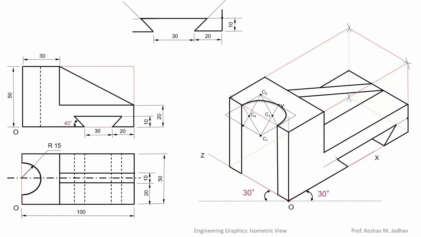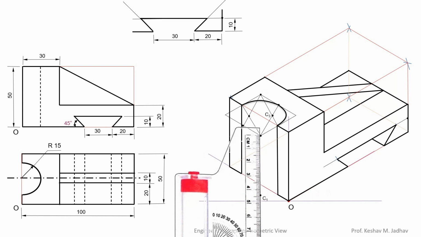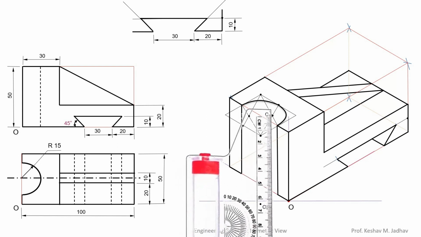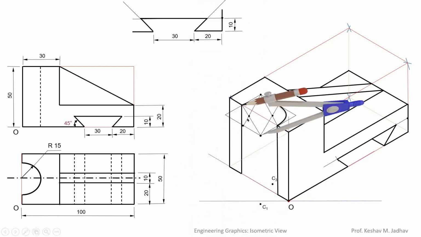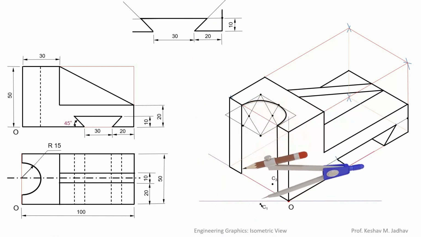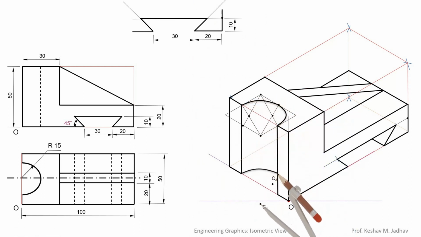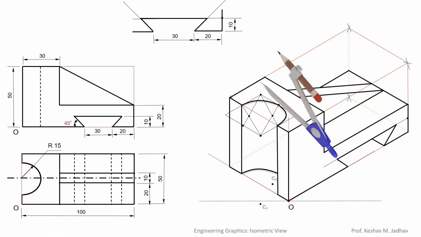So measure 50 mm distance in the downward direction and shift the center C1 and center C3 by 50 mm in the downward direction like this. Then in the compass, take this much as the radius and C1 as center, draw an arc like this. Now if you take C3 as center and try to draw the arc, then that arc will be at the back side. So it is not required to draw that arc. Only this much arc is sufficient. So this is the complete isometric view for the given orthographic views.